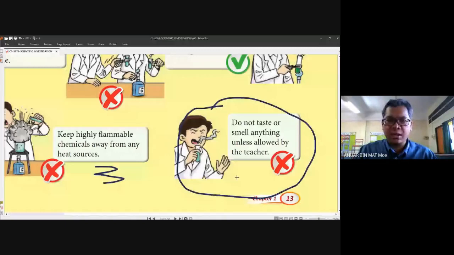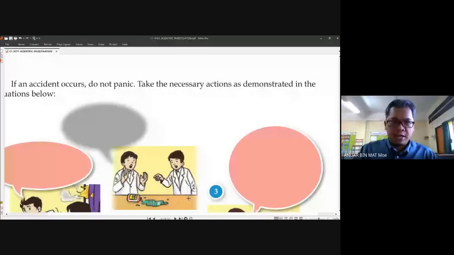Next one, do not taste something. Do not taste or smell anything unless allowed by the teacher. Because we are using a lot of chemicals, you cannot just simply smell it or inhale it, because it is very, very dangerous to do. Right? Okay, next one. This is the last one.